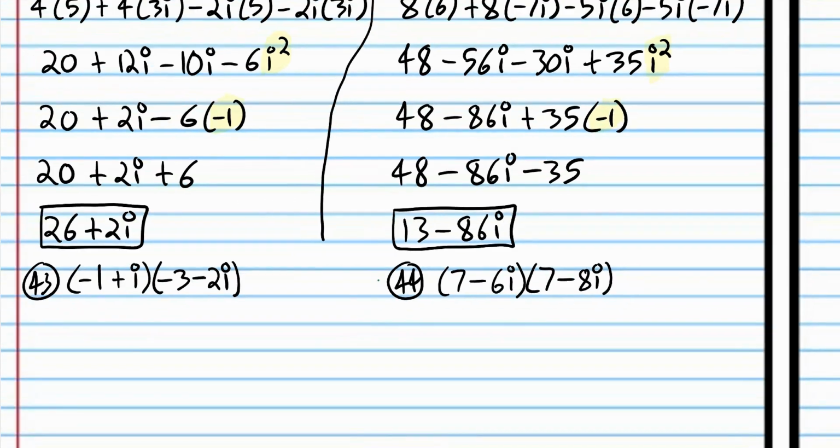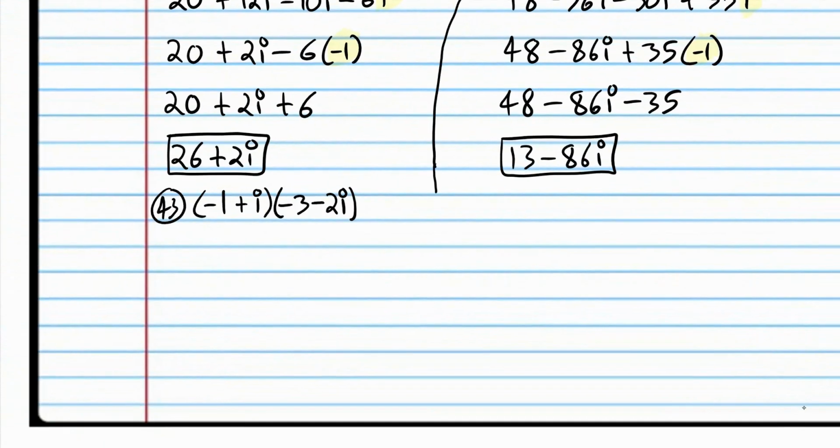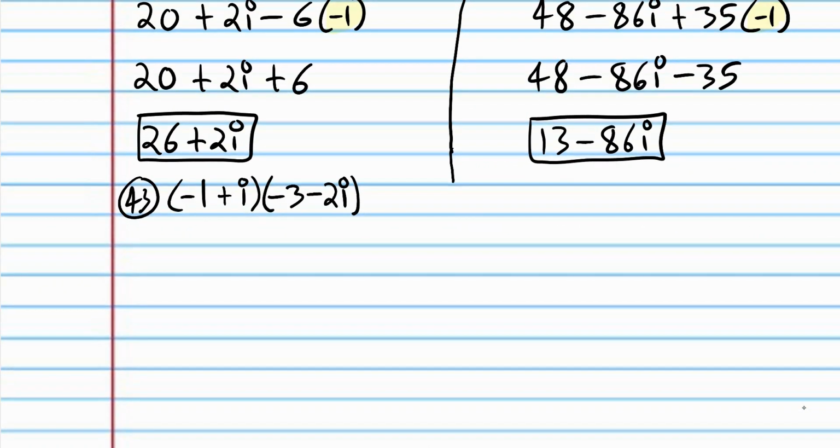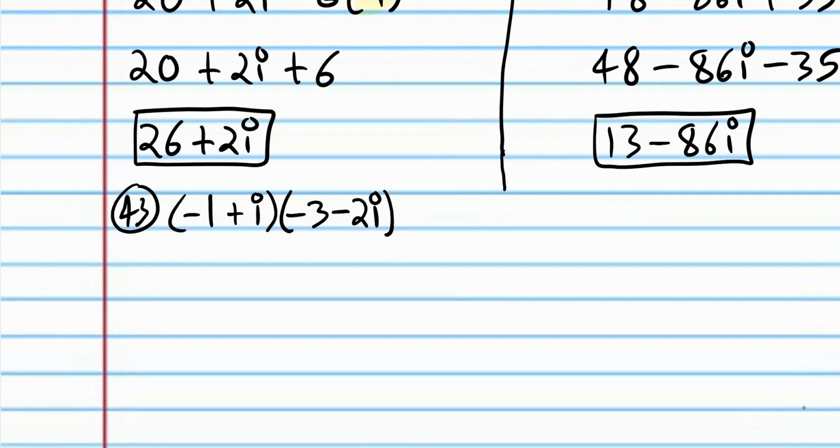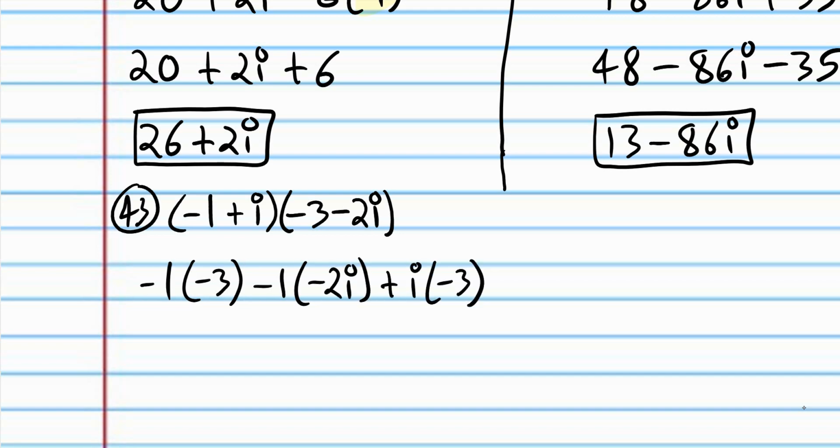And there you go. All right, actually, let's try one more of these before you try one on your own, just to make sure you got it. So we have negative 1 times negative 3, and we have negative 1 times negative 2i plus i times negative 3, and plus i times negative 2i.